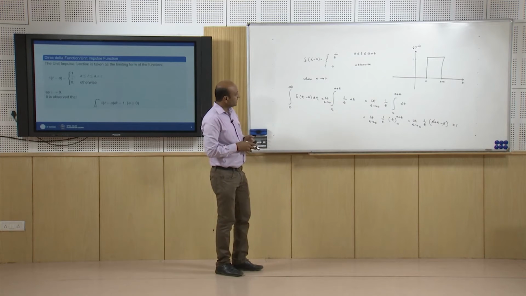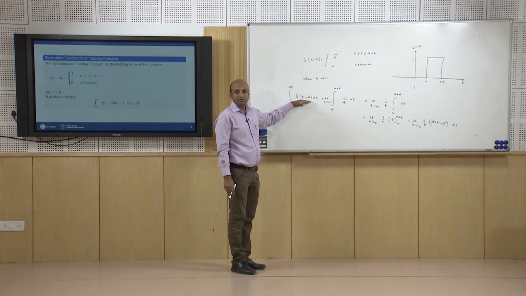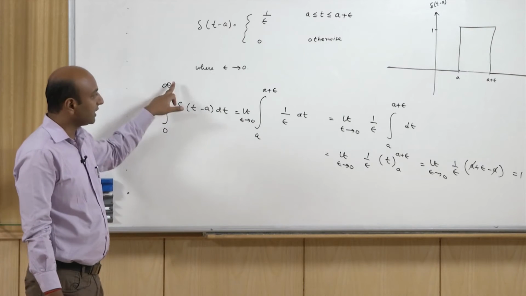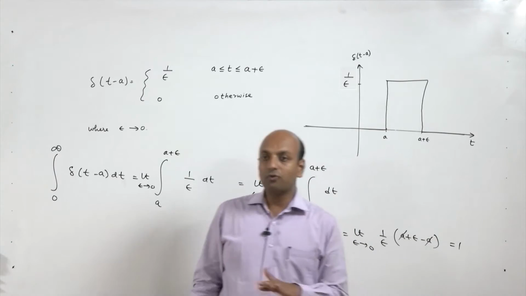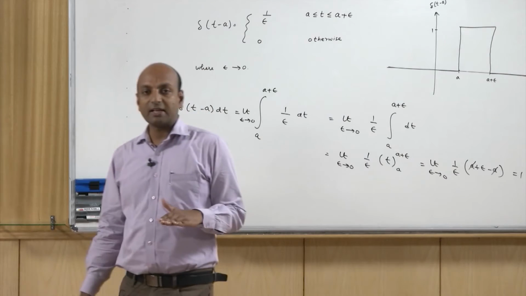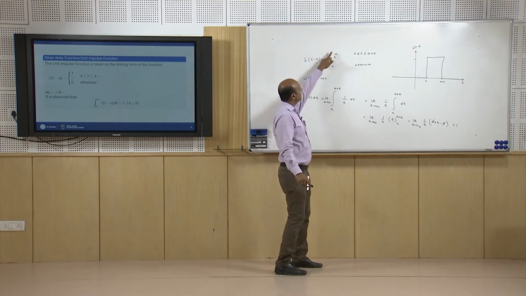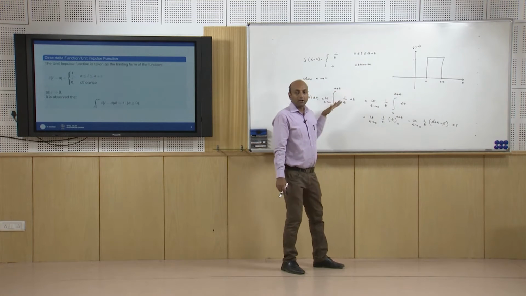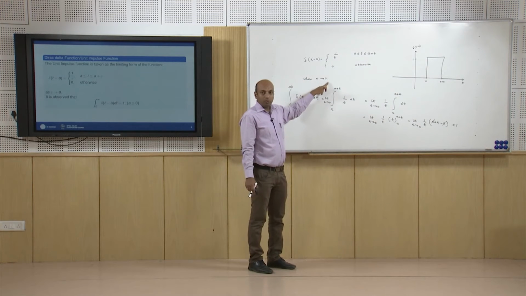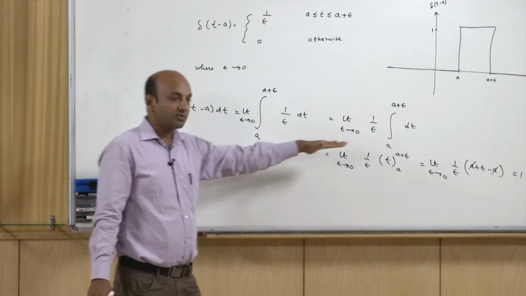That means the total area covered by the Dirac delta function from 0 to infinity is always 1. So, we can always define the Dirac delta function like this: its value is 1 by epsilon when t varies from a to a plus epsilon, 0 otherwise, where epsilon tends to 0, and the total area covered by the Dirac delta function is always 1.